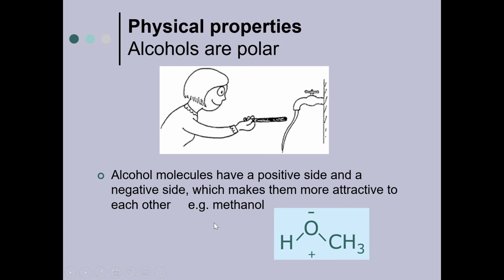Now, looking at the physical properties briefly, alcohols are polar compounds because they have polar molecules. In other words, their molecules have a positive and a negative end on them. So I've drawn an alcohol here, methanol. You'd normally write it CH3OH, but I've just drawn it as a molecule with the O as the negative part, and then the rest of it is sort of positive.